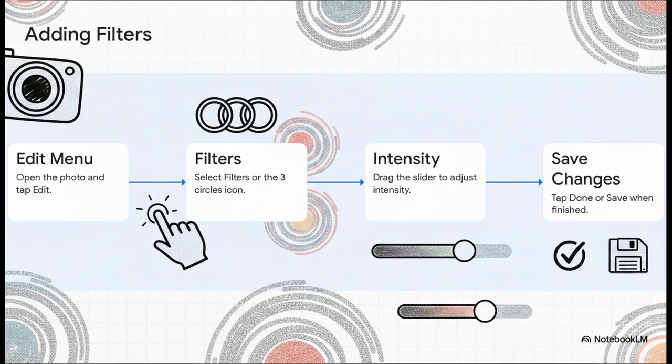A really subtle 30% filter often looks so much more professional than a fully saturated, over-the-top one. Once you dial it in perfectly, hit Done or Save. And hey, remember, you can always revert back to the original photo later if you change your mind.